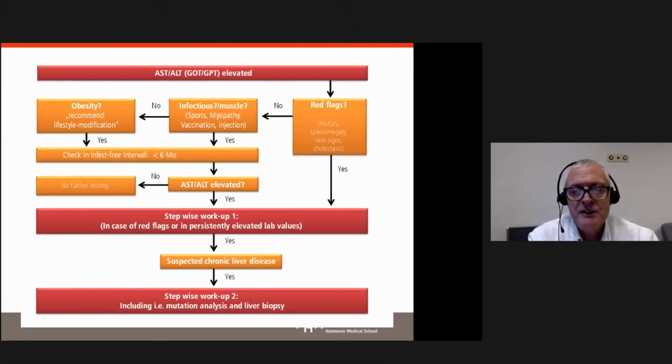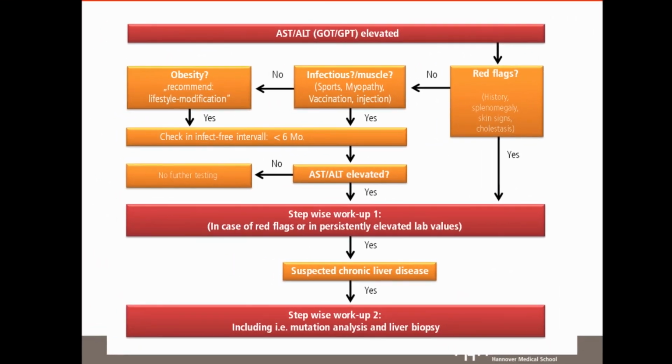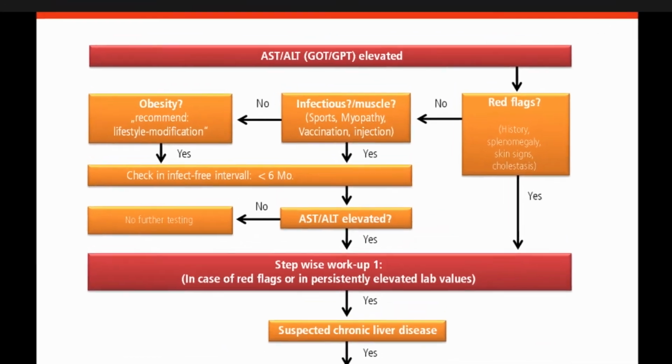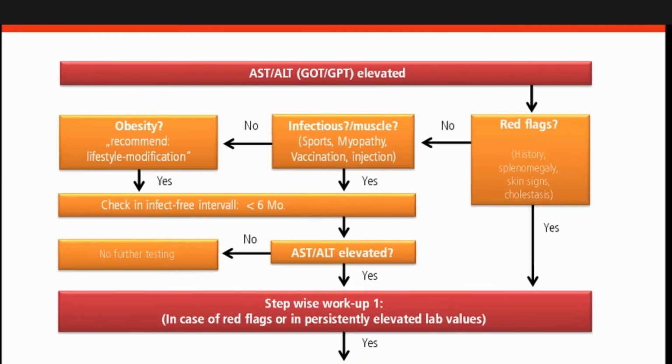This is a suggested mechanism how to do that. So when you see these raised AST/ALT, what to do? You look for red flags in the history. For instance, is there a family history of note? Or do you happen to have additional blood tests like autoantibodies, splenomegaly, skin signs? Is the child cholestatic? Then you pursue and you move on to further testing. If the answer is no, you consider other explanations.